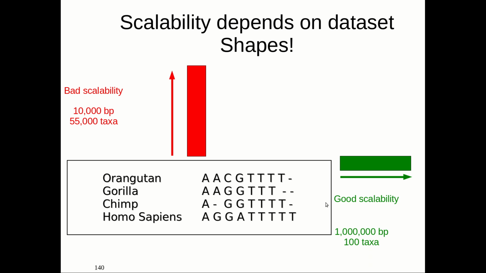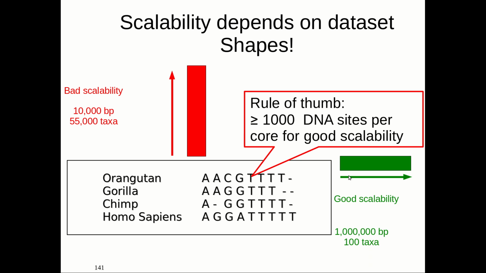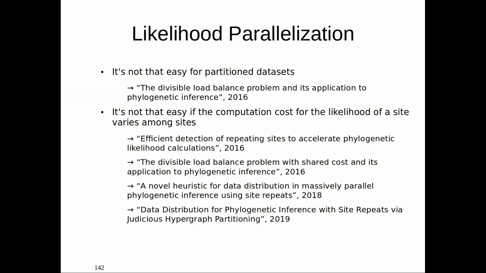Whereas in the other case, if we have typical phylogenomic broad data sets, let's say 100 taxa but 1 million sites, we have good scalability. So here I could easily use around 1,000 cores to conduct simultaneous likelihood calculations on such a data set. So the rule of thumb is that, at least for our codes, every core should work on 1,000 DNA sites or more, 1,000 alignment sites or more, for attaining good parallel scalability and good parallel efficiency.